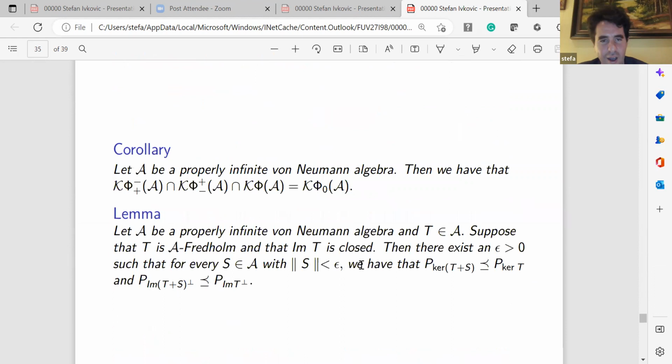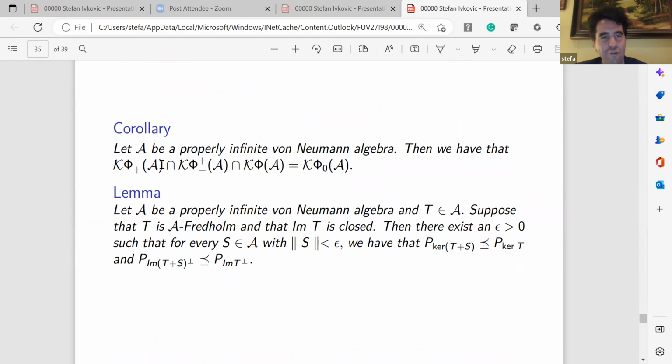And as I announced, now we can finally say that the intersection of upper semi-A Weyl operators and lower semi-A Weyl operators is actually the set of A-Weyl operators in this concrete case. Because if P is related to Q and Q is related to P, where we speak about finite projections in a von Neumann algebra, then it is not hard to show that this will give that P is equivalent to Q. So hence, this intersection is just the set of A-Weyl operators.